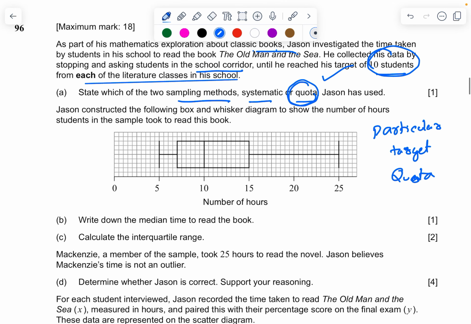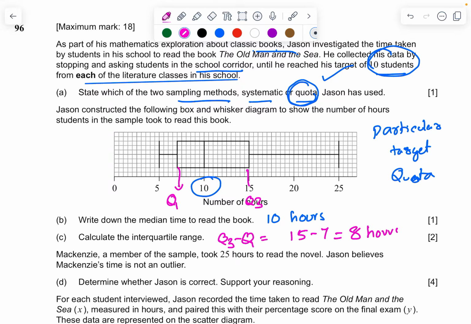Next, write down the median. So the median is going to be nothing but the middle number, 10 hours. Write the interquartile range. So this is Q3, and Q3 minus Q1 is going to be the interquartile range. Q3 is 15 and Q1 is 7. So 15 minus 7, which is 8 hours.